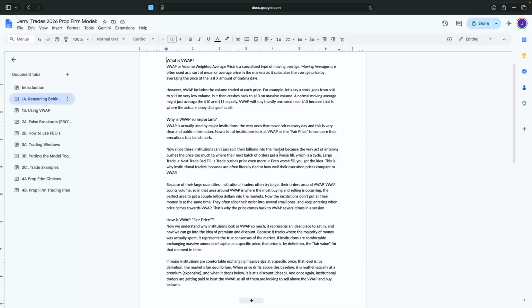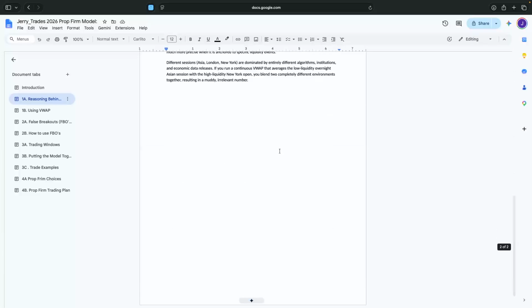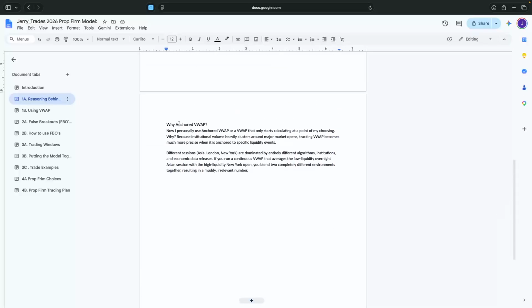So that's basically VWAP. You don't have to understand the whole technicals with it. This is the research I did, but for me, I use an Anchored VWAP, not the normal VWAP. If you just search up VWAP or volume weighted average price on TradingView, you get a straight line. For me, I use Anchored VWAP, which is basically the same thing, but it only calculates when I want it to calculate at a certain time.